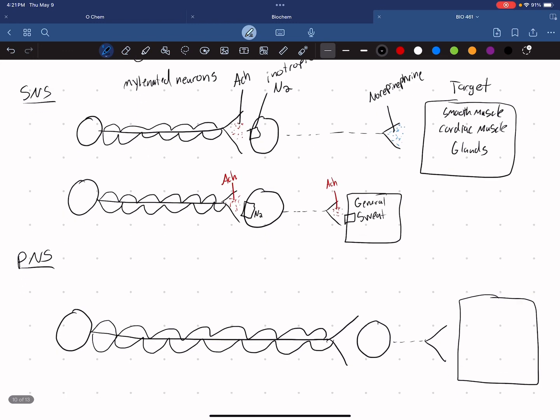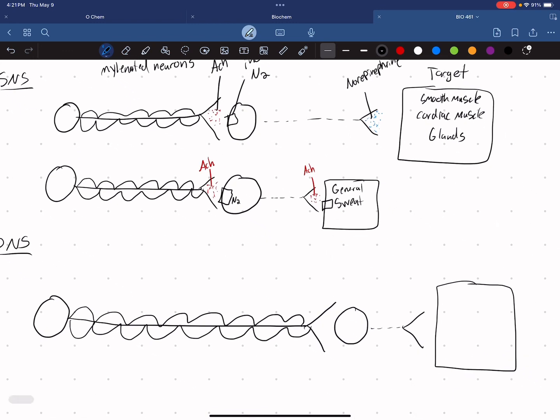But for the parasympathetic nervous system, there's only one pathway that we need to talk about, and down this neuron, the neurotransmitter here will be acetylcholine, which will bind to another N2 receptor, which will send the signal down this postsynaptic neuron, which will also release acetylcholine. And here we have the other targets of the parasympathetic nervous system.